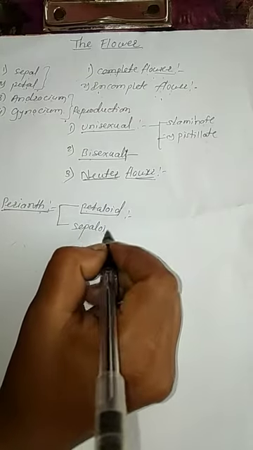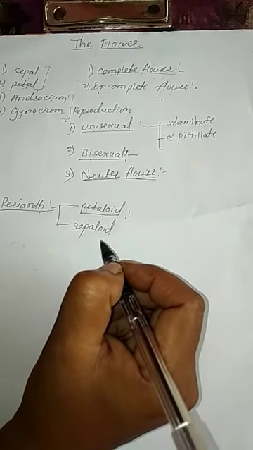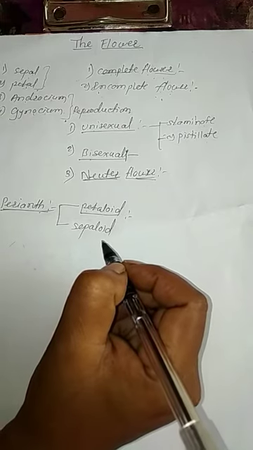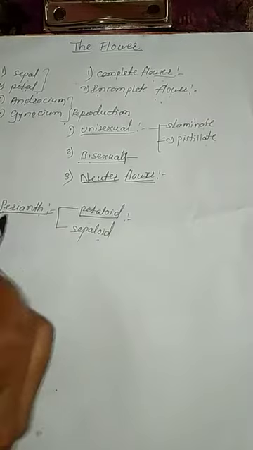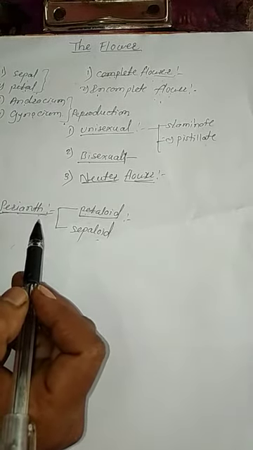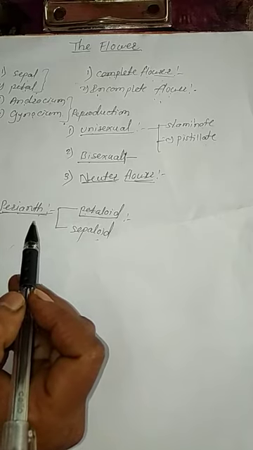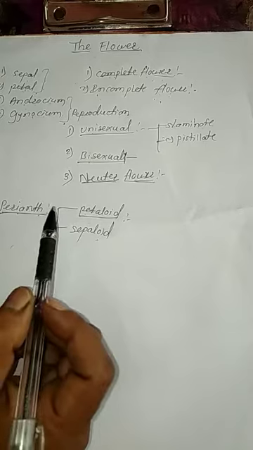Sepaloid means the perianth is a green color. This condition is called the sepaloid. Got it? Perianth means what? The sepals and petals undifferentiated together. They fuse with each other and become a single part. This is called the perianth.